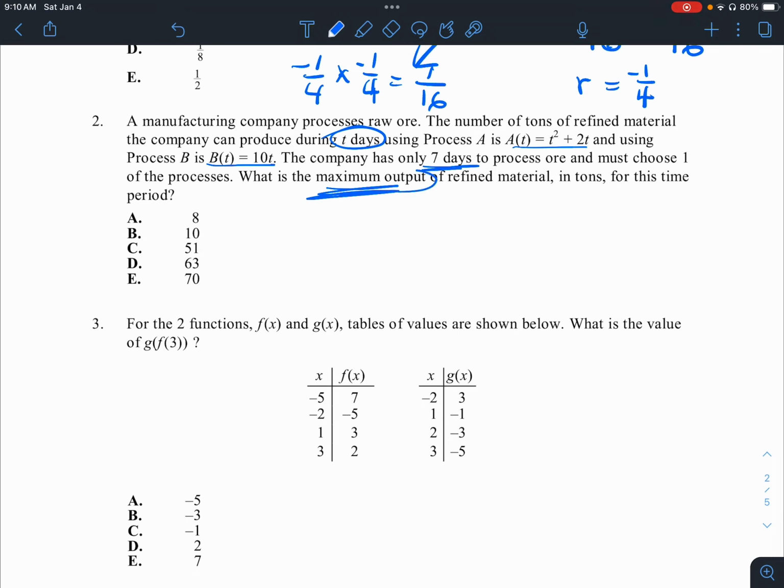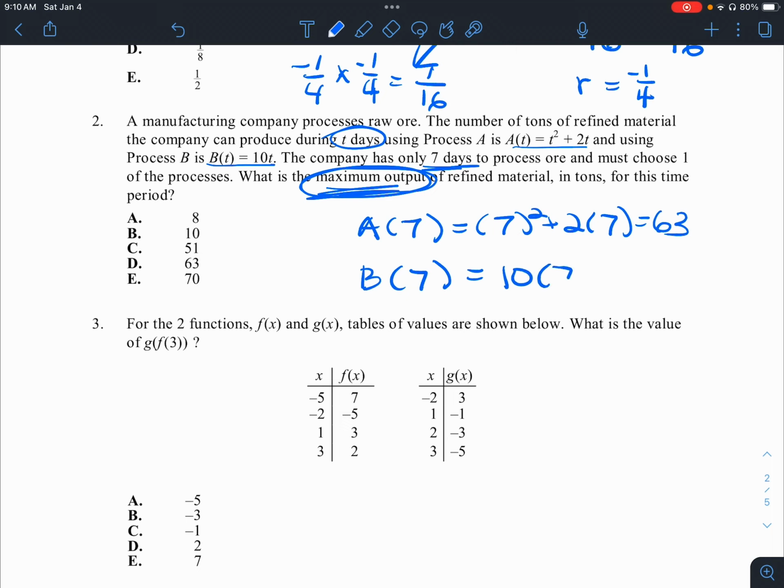Okay, so we're ultimately looking for what is that maximum output. So we're just going to evaluate function A at 7 days and see what that max output is. Looks like that's 63. And we're going to evaluate process B at 7 days.